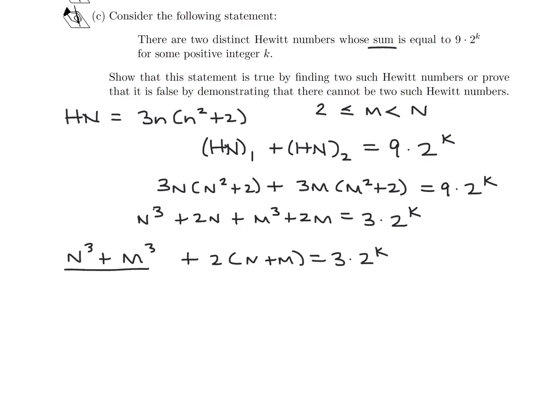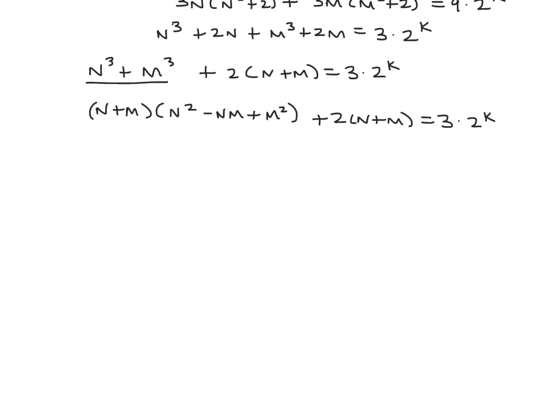And then this guy, we had previously put a formula in, which I hope you remember. That can be factored as n plus m times (n squared minus nm plus m squared). And then this remainder stays the same, all the other stuff. And then now we can factor this guy. So we have n plus m on both terms, so this will be (n plus m) times (n squared minus nm plus m squared plus 2). And I think that's about as far as we can go there.